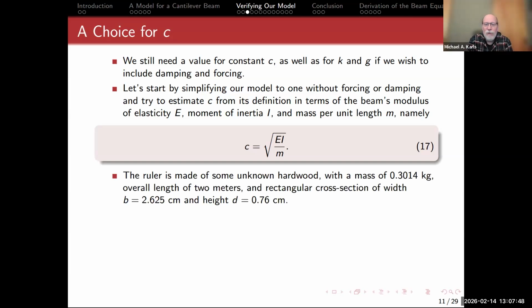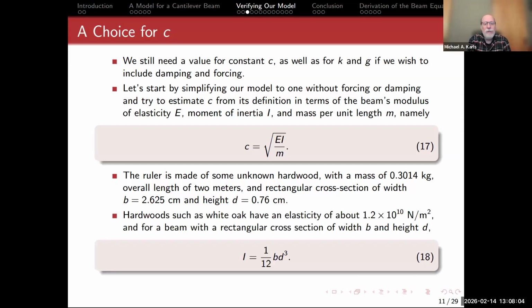And the ruler is made of some unknown hardwood with a mass of 0.3014 kilograms, overall length of 2 meters, and a rectangular cross section of width B is 2.625 centimeters and height D is 0.76 centimeters. Hardwoods such as white oak have an elasticity of about 1.2 times 10 to the 10th newtons per square meter. And for a beam with a rectangular cross section of width B and height D, I is given by 1/12 B times D cubed. And so using 17 and 18, a guess for C is about 8.7 square meters per second.